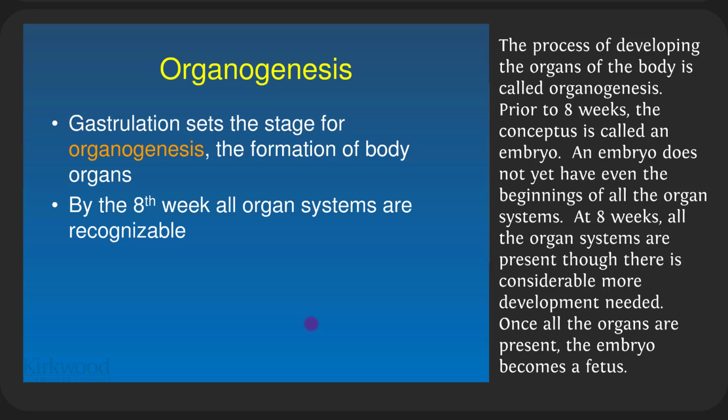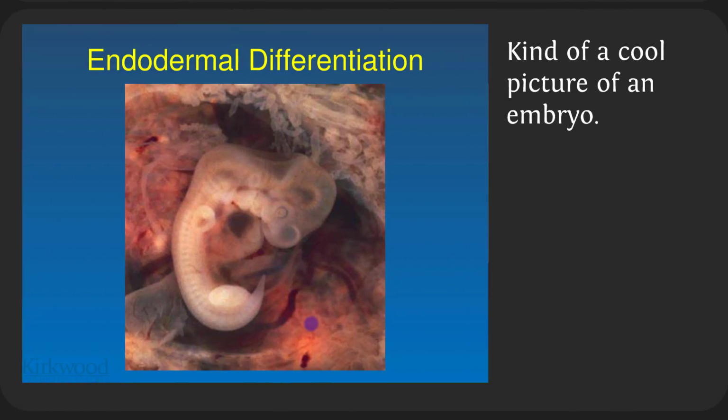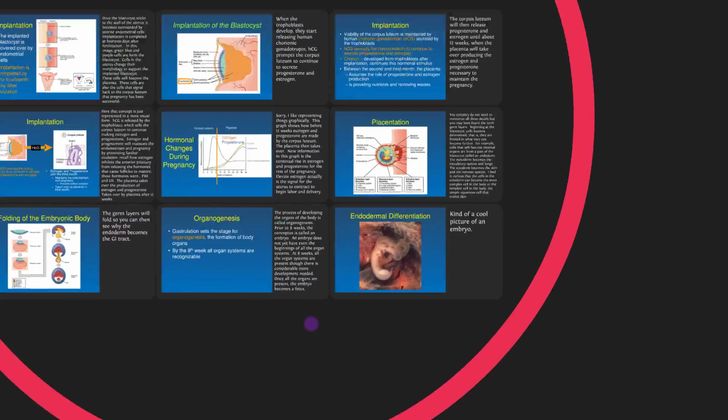So prior to 8 weeks, the conceptus is called an embryo. An embryo does not yet have even the beginnings of all the organ systems. At 8 weeks, all the organ systems are present, though there's considerable more development that is needed. Once all the organs are present, the embryo becomes a fetus. Kind of cool picture of an embryo.